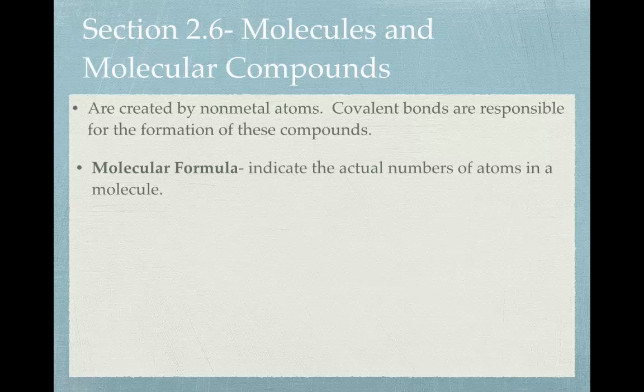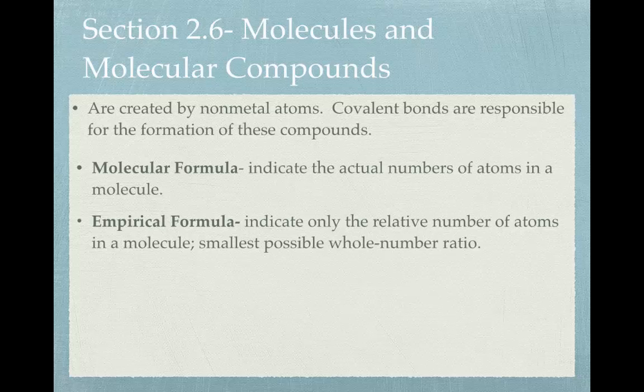Okay. There are two different terms that we will use when talking about molecular compounds. The first is the molecular formula. Now, the molecular formula, that shows how many atoms there actually are in the molecule, while for an empirical formula, it just indicates the relative number of atoms. An easier way of imagining this is that it's just the smallest possible whole number ratio of atoms. So I'm going to show you an example right now to compare molecular and empirical formulas.